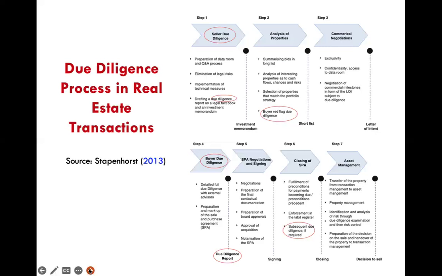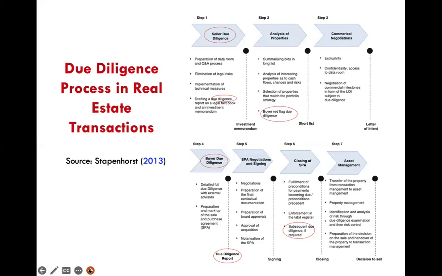The information will also inform the preparation of the final contractual documentation. It will also inform the preparation of board approvals and approval of the acquisition and so on. In stage 6, this is where the two parties, the buyer and the seller, close the deal based on the sale and purchase agreement that has been reached in stage 5, right?